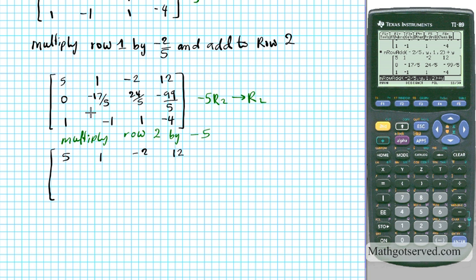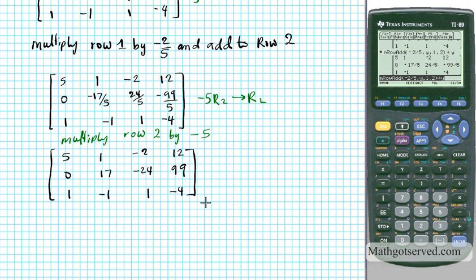Row 2 loses that 5 and the minus, so it has 0, +17, -24, +99. And then the last row stays the same, 1, -1, 1, and -4. Okay? Alright, let me do what I just did by hand with a calculator.